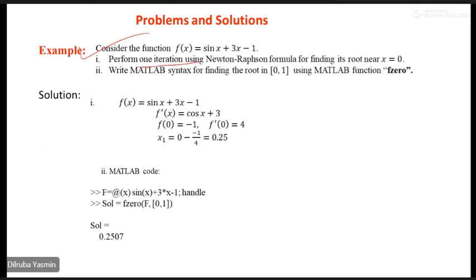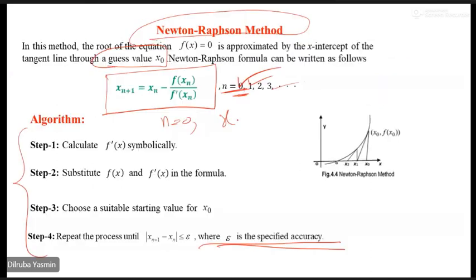by using the Newton-Raphson formula, and you have to find the root that is near x equal to 0. That means this is your x0 value. So if you apply the Newton-Raphson formula, substituting n equal to 0, what can you get? 0 plus 1, that means x suffix 1. This is equal to x naught minus f of x naught divided by f prime x naught.